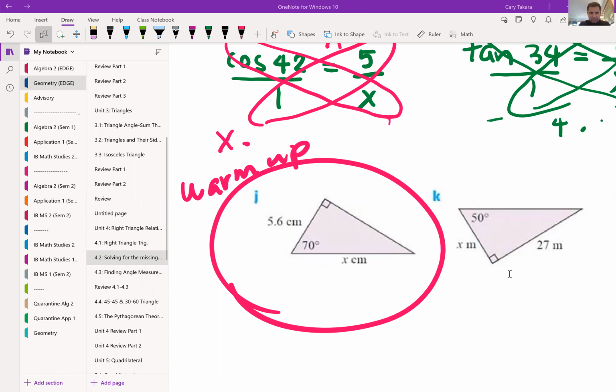So how are you guys doing on this? Are you able to label correctly?